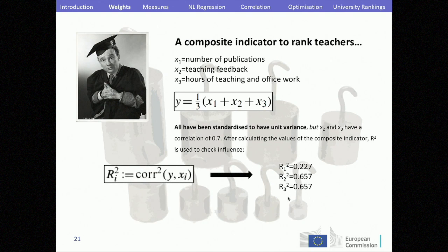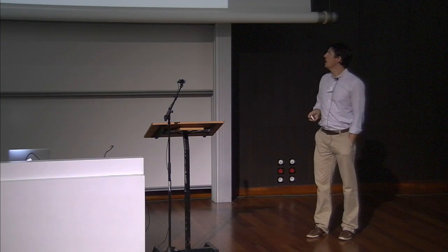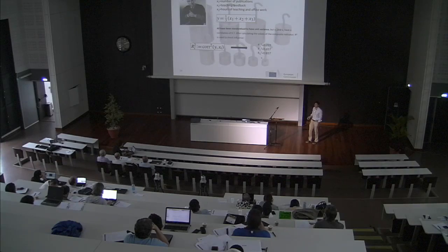One way we can measure the influence of these indicators on the composite is to take an R² value of each indicator, okay? So if we do that, we find the following results, which show that the first indicator has a much lower influence in terms of the R² value than the other two. And that's because, of course, the other two are correlated.